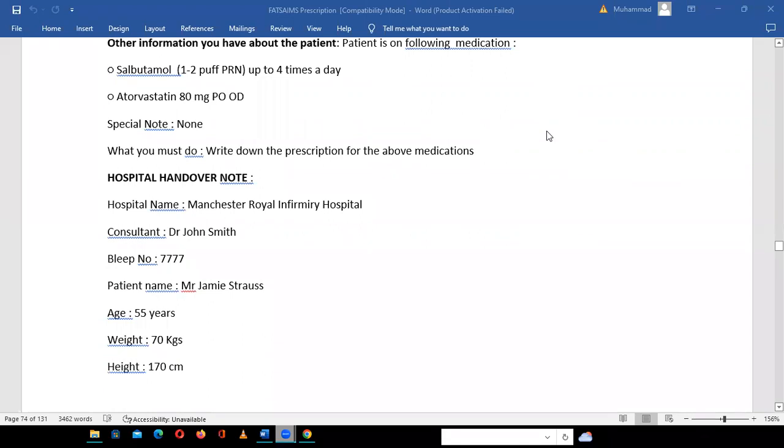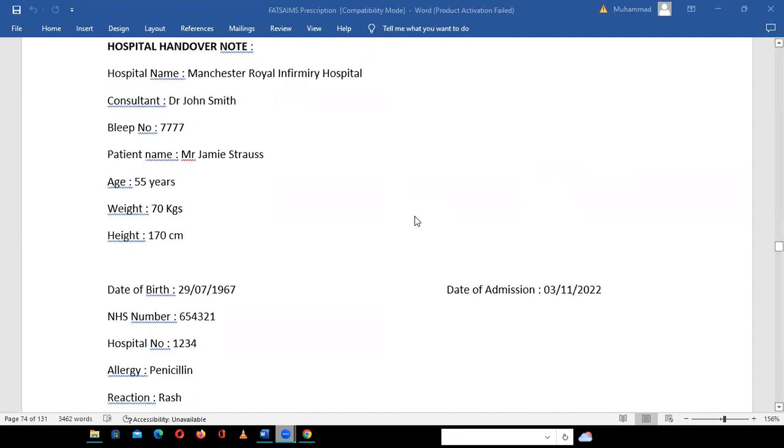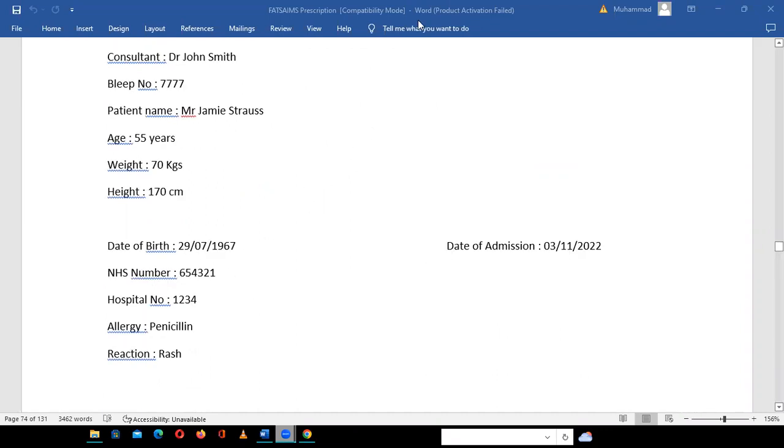Hospital handover notes are almost the same in all prescriptions. I've kept them the same to avoid any inconvenience and clear any ambiguity. Most of the time you get the same consultant name, same hospital name, same bleep number, same details. Most of the time, just the date of admission, date of birth of the patient, all those details will be given to you in the form of a printed sticker. Patient name, patient's age, date of birth, hospital number, these will be in the form of a printed sticker. You just have to stick or paste that sticker on your prescription.